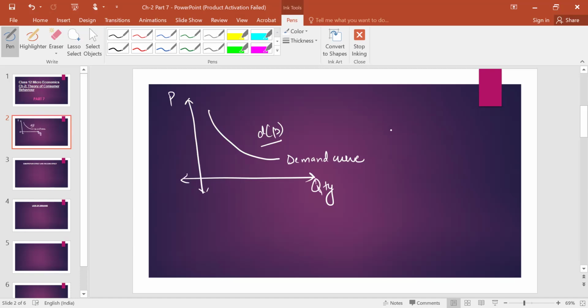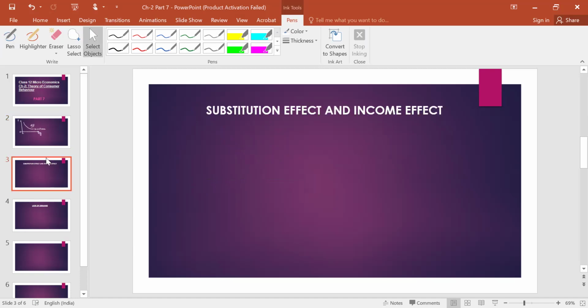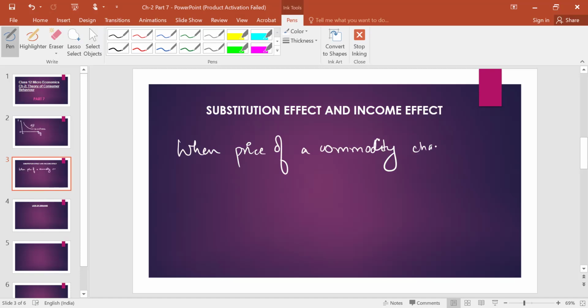We'll go to a formal definition soon, but let's first understand with the help of two effects why the demand curve is downward sloping. It is because of the two effects that we will discuss now. What are these two effects? That is the substitution effect and the income effect. What happens when the price of a commodity changes? These two effects come into play.